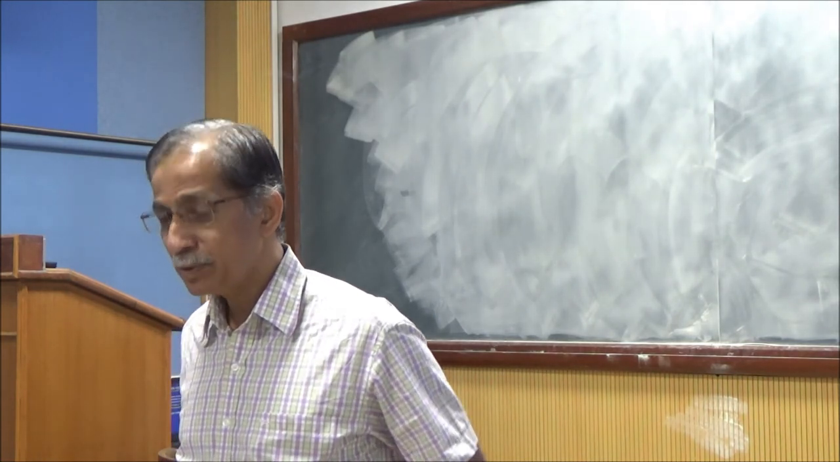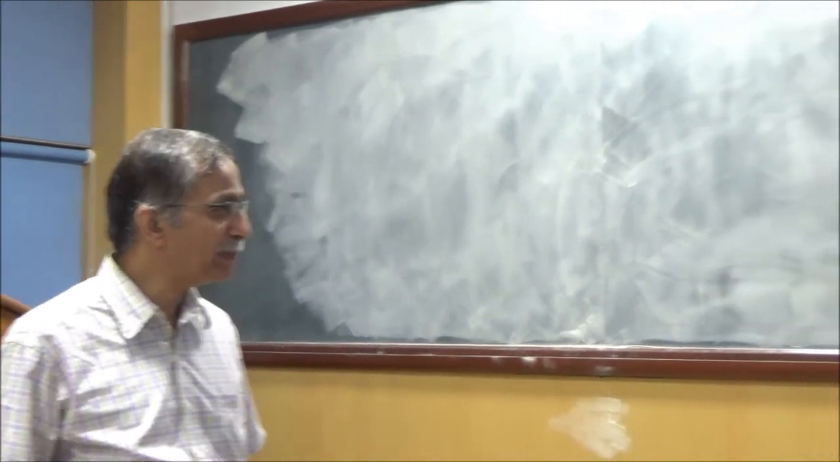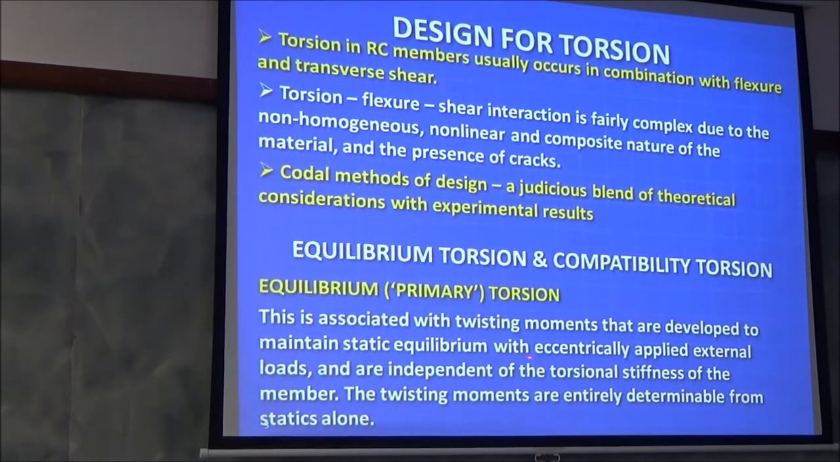Okay, so we look into those aspects. Equilibrium or primary torsion is associated with twisting moments that are developed to maintain static equilibrium with eccentrically applied external loads and are independent of the torsion stiffness of the member. Got it? Independent. You can make it very stiff or make it very shallow, it doesn't care. The twisting moments are entirely determinable from statics alone.